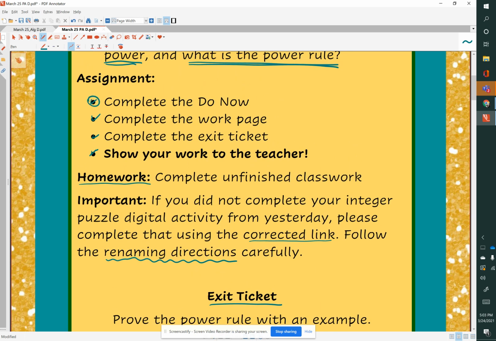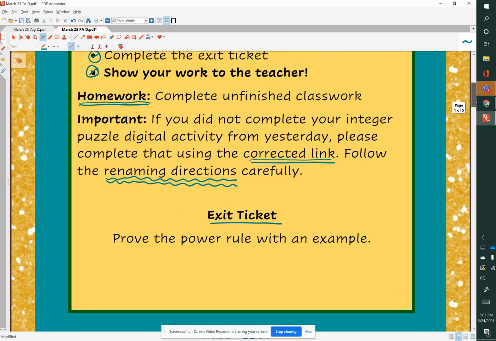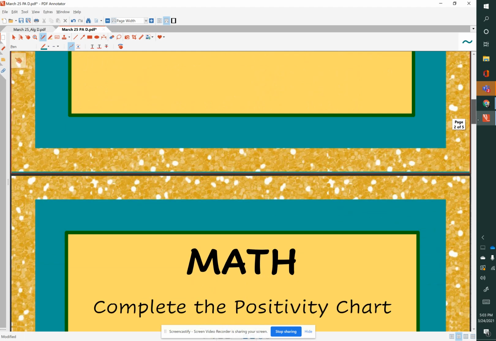We will complete the work page, the exit ticket, and show our work. If you don't finish in class, you can finish for homework, but show me everything that you have gotten done. So remember, if you did not complete your integer puzzle activity from yesterday, please complete it using the corrected link. And I'm hoping that you've made a copy and followed the renaming directions. Maybe we'll have a few minutes to work on it together in class. We will get back to our exit ticket.